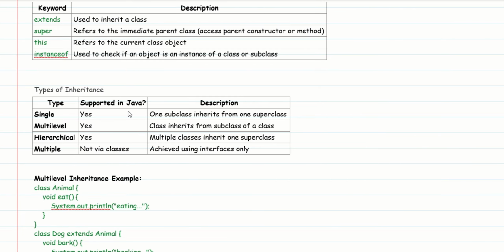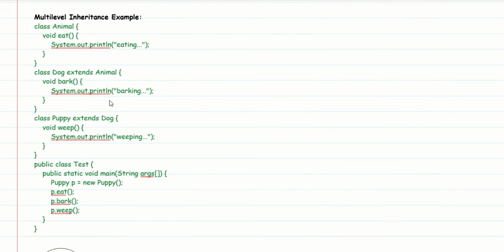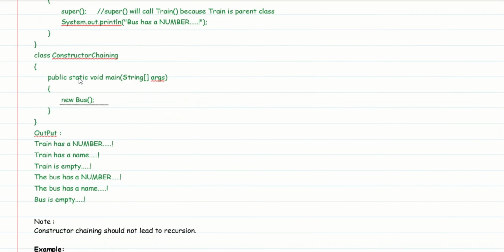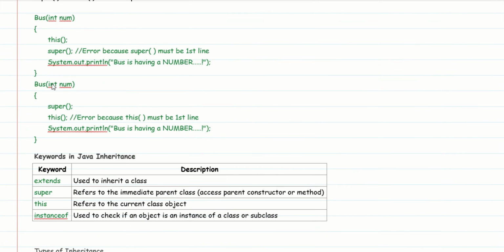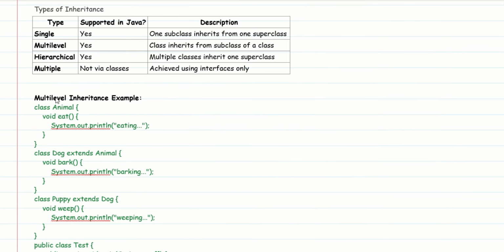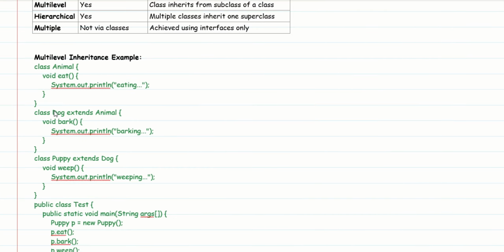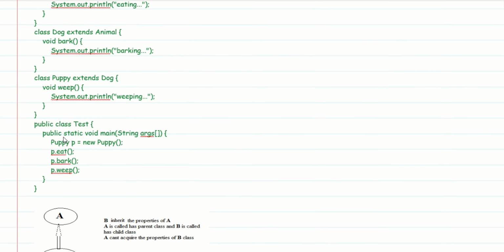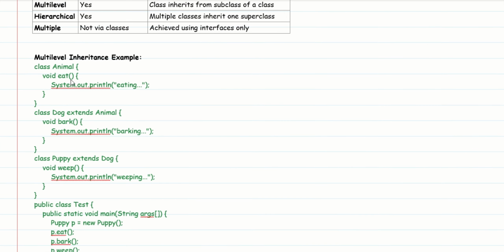Single inheritance will have only one subclass. All the examples which you have seen are single inheritance. A class will inherit only one class, meaning we will not be having multiple inheritance. Here is a multi-level inheritance example. I have classes called Animal, Dog, and Puppy. So Puppy extends the Dog class, and Dog extends the Animal class. So at last the Puppy will have all the classes' implementations. So if you have created a Puppy class object, you can use all the other classes' methods.